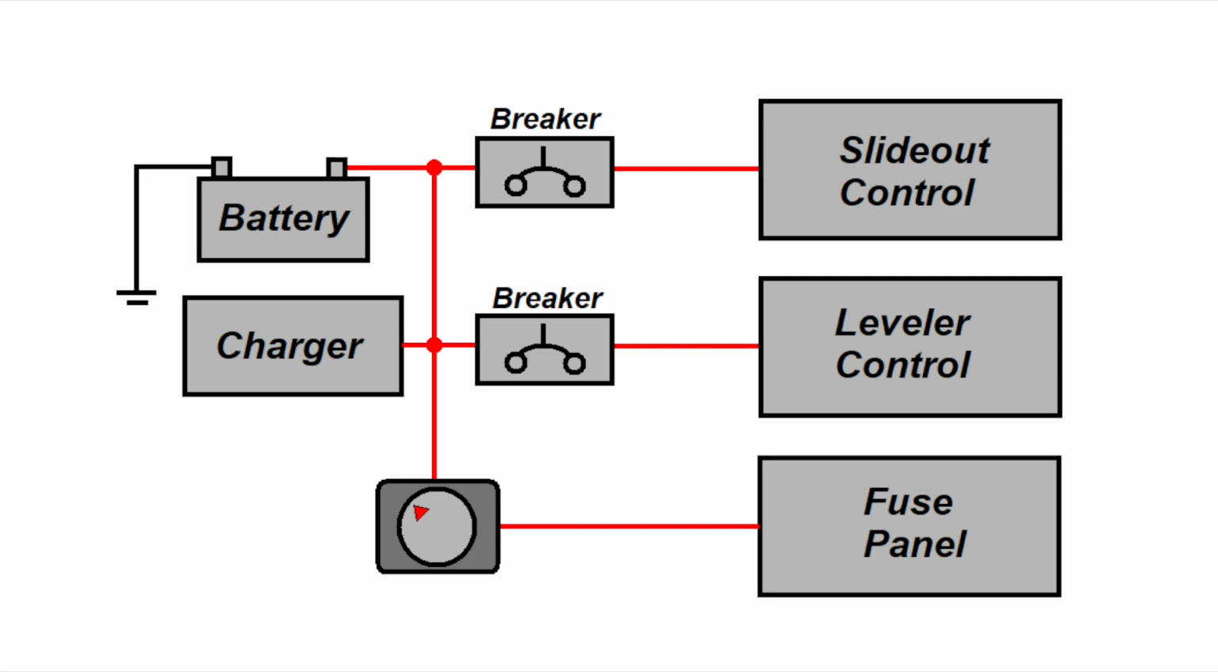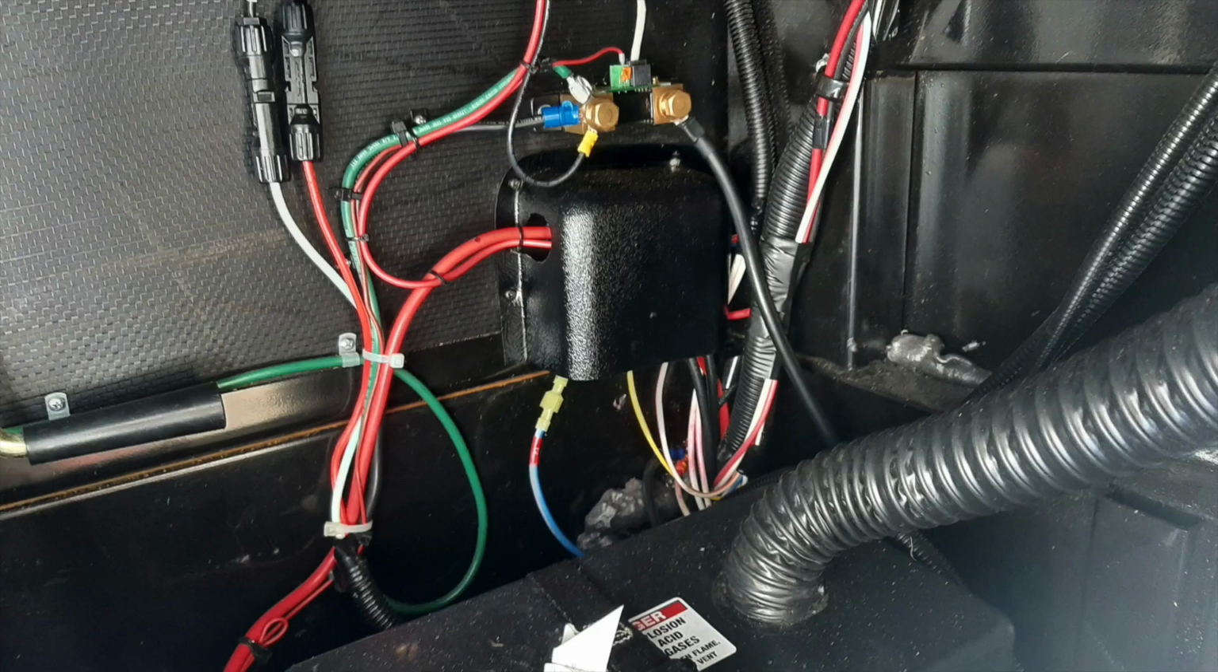Shown here is a typical RV setup. While this is common, your RV may or may not be wired this way, so you will have to verify how it is connected. In this setup, the slide-out and leveler systems are directly connected to the battery via dedicated breakers. Also, a fuse panel, which is the main DC distribution point, is typically connected to the battery, often with a battery switch. The breakers for the directly connected devices are typically located at the battery, however they may be hidden behind a panel, such as you see here in my RV.